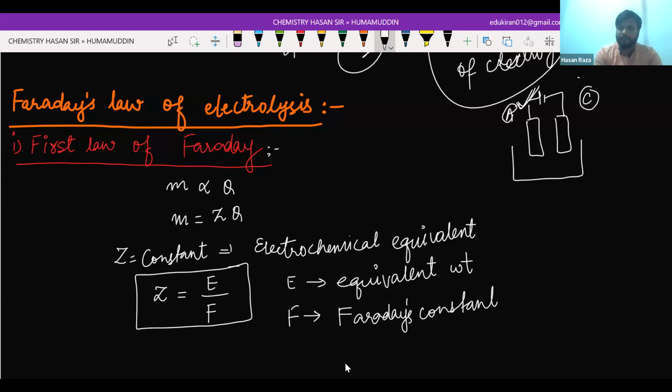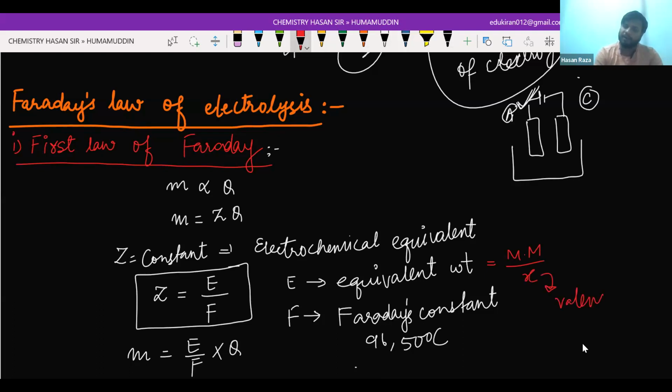Faraday's constant has a value of 96,500 coulomb. So we can also modify this formula. M is equal to, in the place of Z, we can write E by F into Q. You also know that equivalent weight will be equal to molar mass or atomic mass divided by X, that is valence factor or N factor. If you remember from the solution chapter, valence factor, and MM is molar mass.